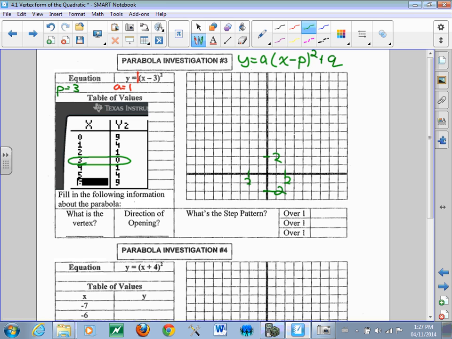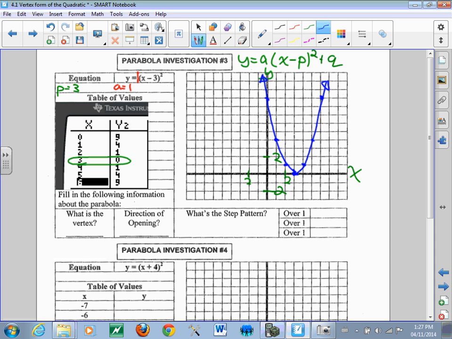Okay, so I'm going to start with 3 and 0. And because A is 1, I still do my same step pattern. Over 1, up 1, over 1, up 3, over 1, up 5. If you're saying, Miss R, I'm getting annoyed by the step pattern, I want it to be in your short-term memory, and I want you to be able to have it in your long-term memory. So if it's annoying, awesome, because then you'll remember it. Okay? Because it is the easiest way to graph parabolas.